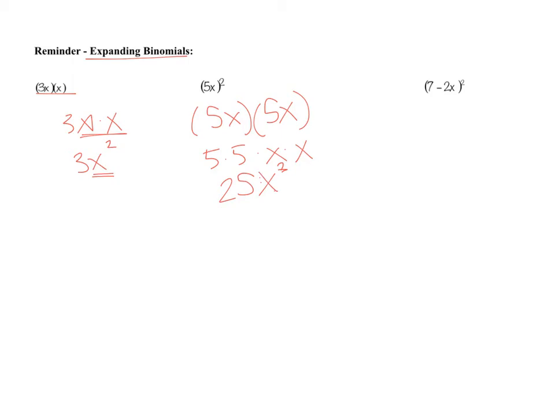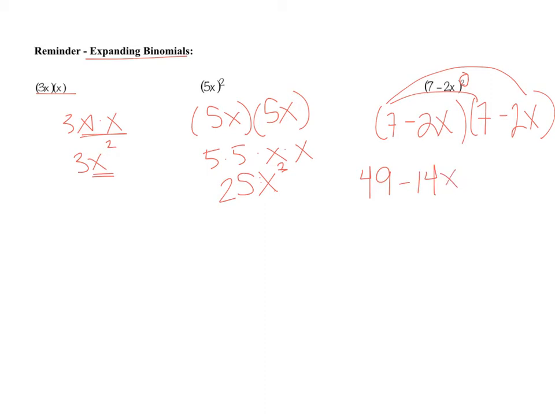And lastly, a reminder of what happens when I have to multiply a binomial by itself or by any other binomial. When it says squared here, it means I'm multiplying the entire expression by itself. That means I have to remember to multiply the 7 by the 7 and by the negative 2x. So 7 times 7 gives me 49 minus 14x. Then I have to do that again with my second term. Minus 2x times 7 is minus another 14x. Minus 2x times minus 2x gives me positive 4x squared.